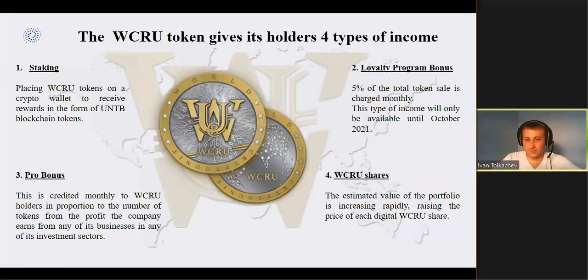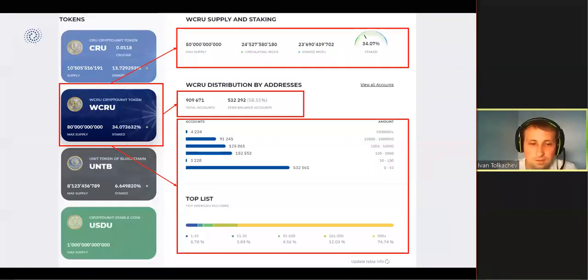Honestly speaking, I've never heard of any other token that would provide so many types of income, and they are not all. So this list is not exhaustive. There will be some additional information presented during our third session. Next slide, please. Which information can you find on Blockchain Explorer? First of all, the WCRU supply and staking.